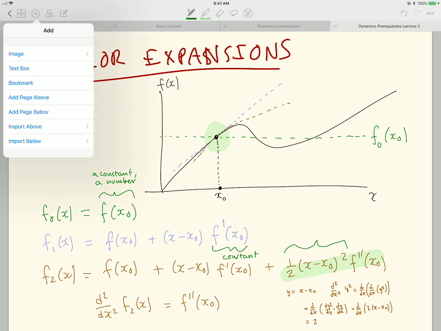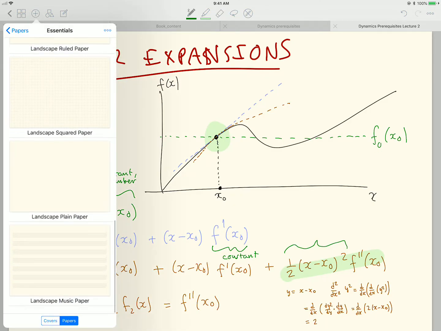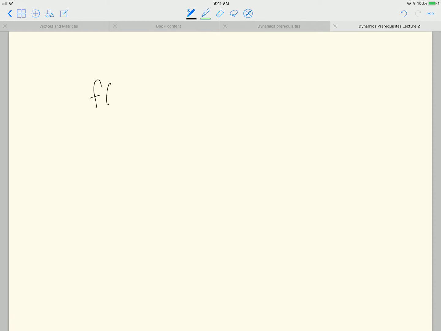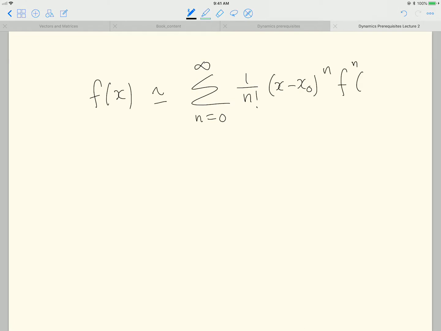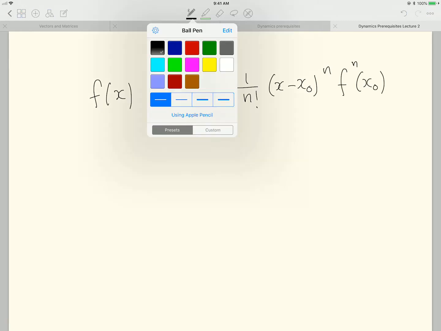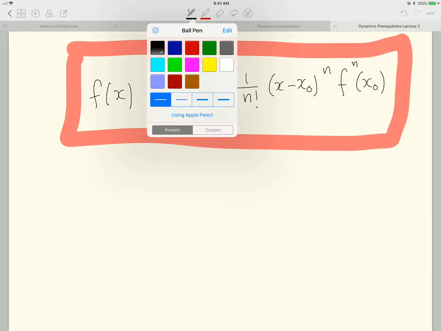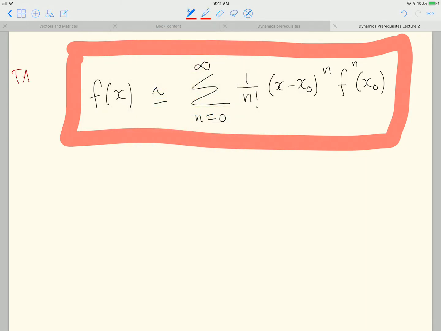So you can keep going with these terms. And what you end up with, if you just go infinitely, is that any function f of x can be approximated as the sum of terms that look like that. And we take an infinity of them, where each of the terms looks like 1 over n factorial times x minus x naught to the n times the nth derivative of f evaluated at x naught. And this expansion is called a Taylor expansion. It's another way of writing f of x.